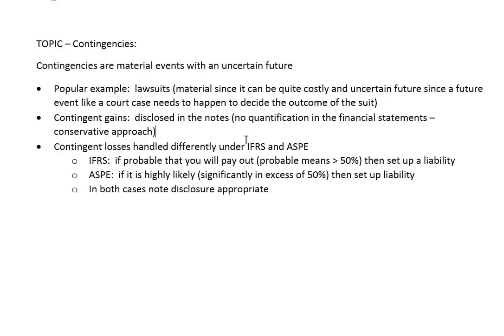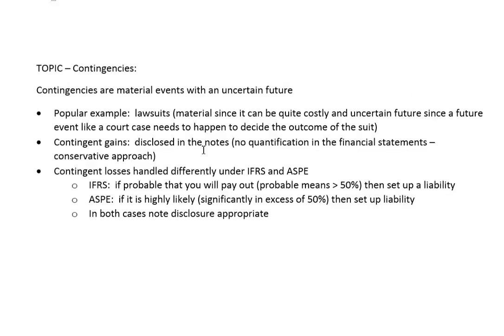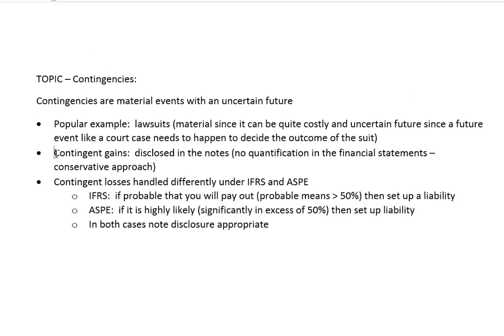From an accounting perspective, the question becomes, how do we record them on the financial statements? If we have contingent gains and they're contingent on this outcome of the court case, gains are never quantified in the financial statements, meaning that we do not make a journal entry to quantify what we think the gain might be. The only thing we do is we disclose them in the notes. It's a more conservative approach, and under IFRS and ASPE, this is what's recommended and followed.